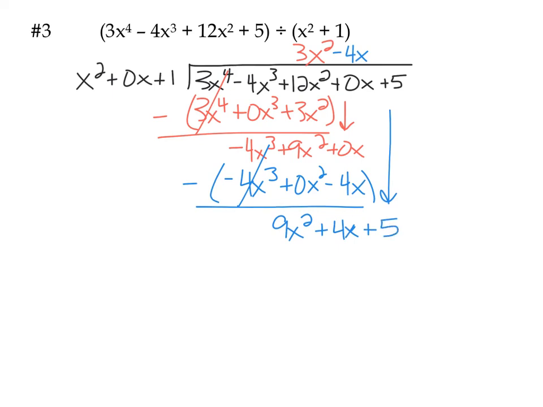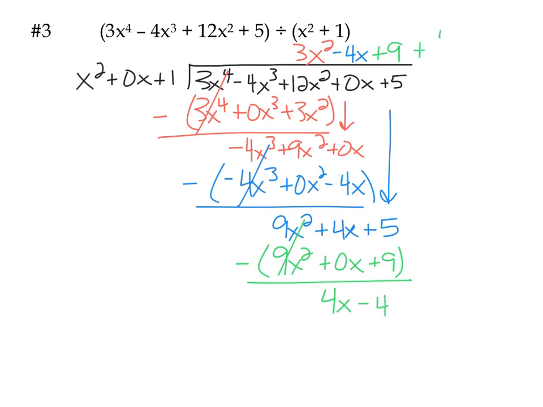All right. And now I need to write up here what's going to multiply by x squared and give me 9x squared. So that's going to be a 9. So I would have plus 9 times x squared is 9x squared. 9 times 0 is 0x. And 9 times 1 is 9. And then I'm going to subtract. Let's cancel. 4 minus 0 is 4x. 5 minus 9 is negative 4. So I'll have my remainder: 4x minus 4 over x squared plus 1.